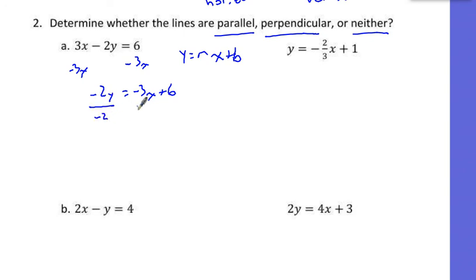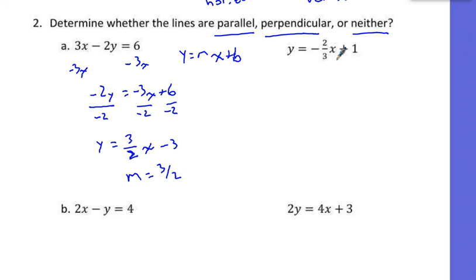Divide by negative 2 every single term. Y equals negative 3 divided by negative 2 is positive 3/2 x minus, because 6 divided by negative 2 is a negative 3. The slope is 3/2.